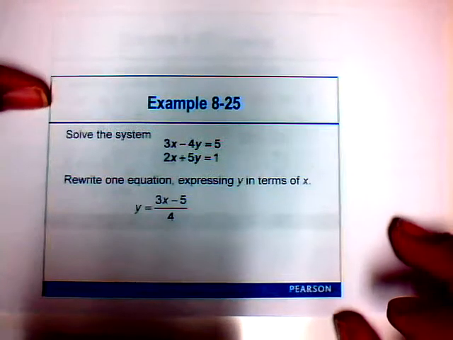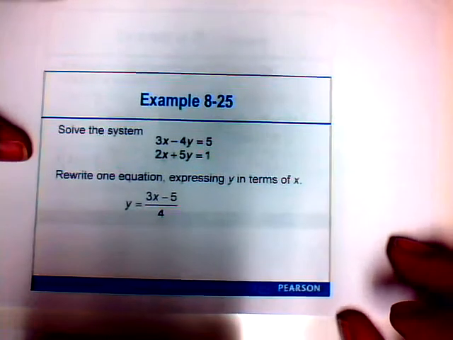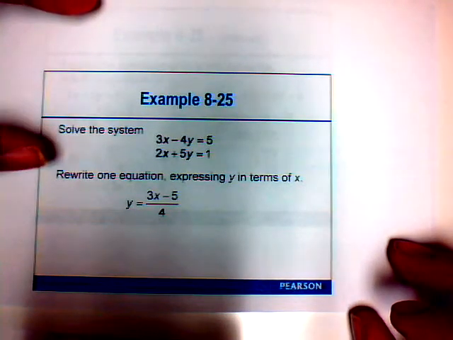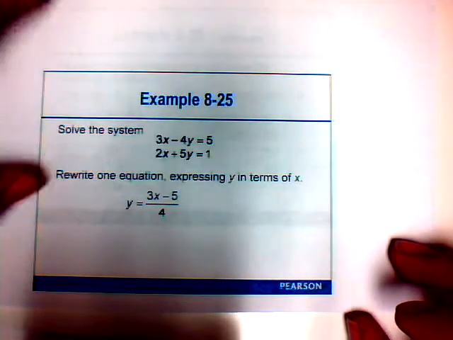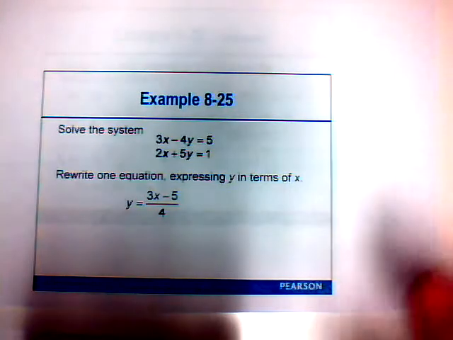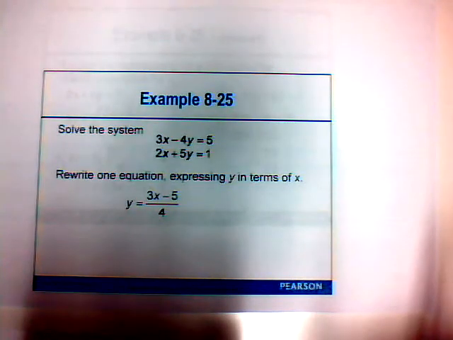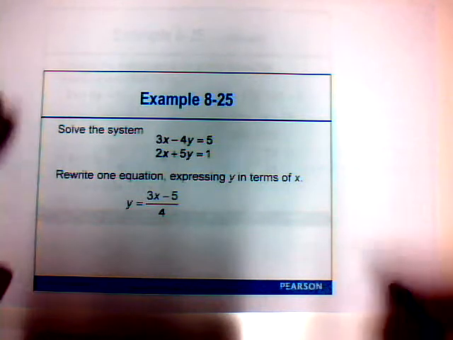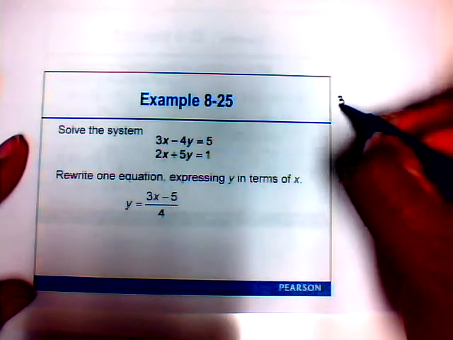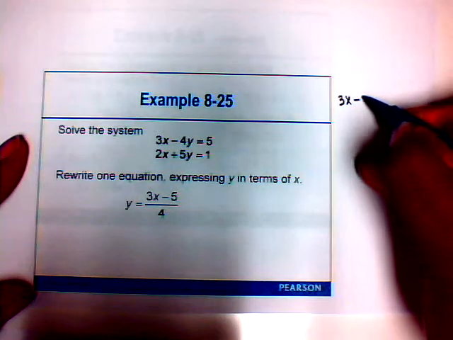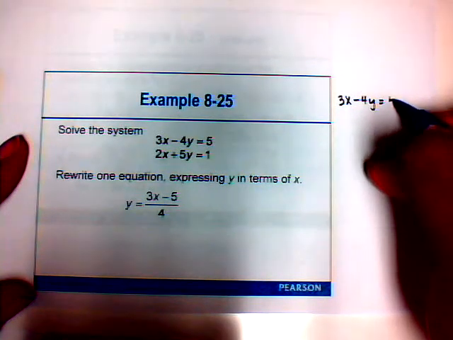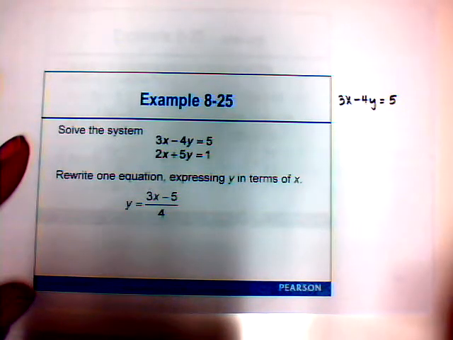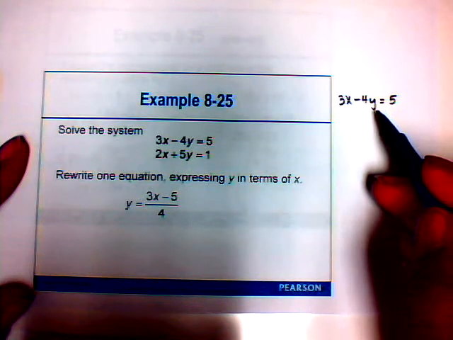Let's say we want to solve this system here. 3x minus 4y is equal to 5, and 2x plus 5y is equal to 1. Okay? The first thing we'll do is rewrite one of the equations expressing y in terms of x. So here, they took the first equation: 3x minus 4y is equal to 5. And then they solve for y.